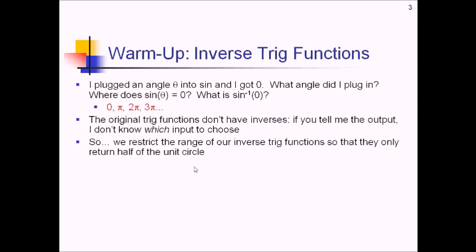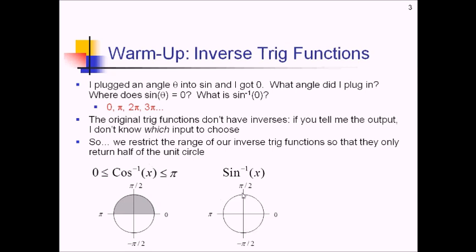Because of this, we restrict the range of the inverse trig functions so that they only return half of the unit circle, and that way we only get one answer. For example, for inverse cosine, we're just going to give you the top half of the unit circle back. So whatever you plug in for your x value for inverse cosine, I'm going to give you back an answer that is between 0 and pi, or 180 degrees. For inverse sine, we're only going to use the right half of the unit circle. So we're going to give you back an answer between negative 90, or negative pi over 2, and positive 90.